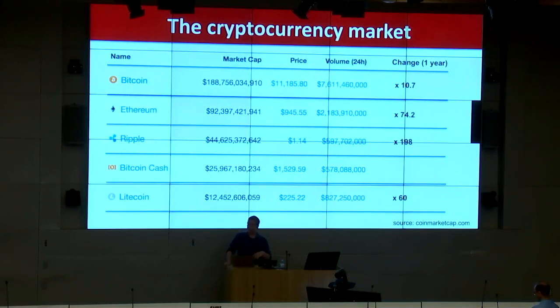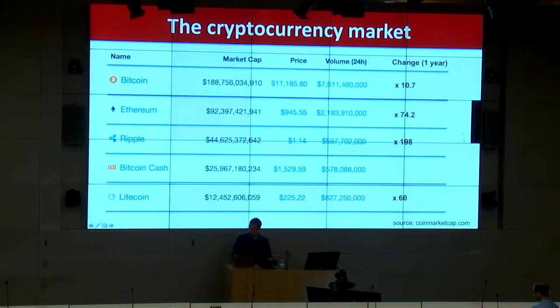And their market caps. This is the first time a cryptocurrency is literally taking off in a big way. You can see the market caps are phenomenal here. I looked at this yesterday or maybe 2 days ago. Bitcoin is now at $188 billion. It's an amazing amount for a cryptocurrency.